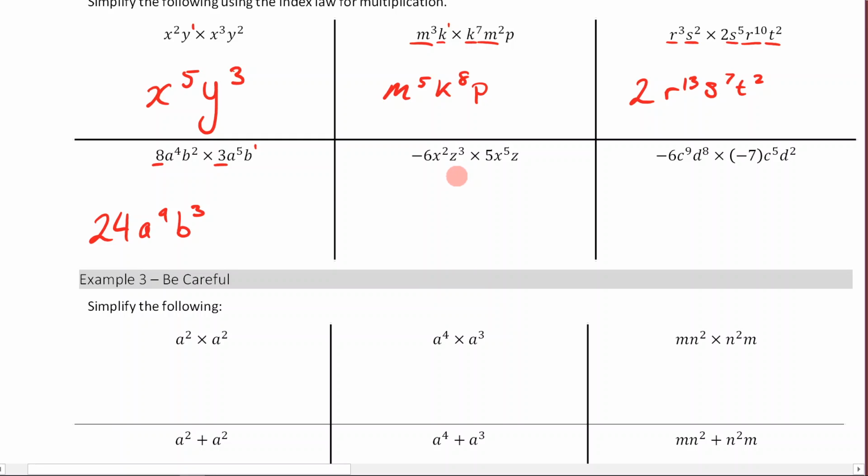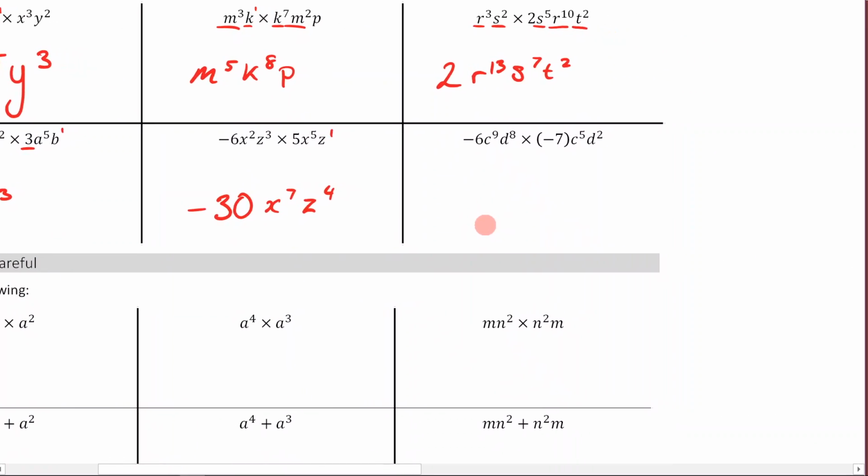We come here. Important to note here, I have one term that is negative and one that is positive. So that means my answer is going to be negative. 6 times 5 is 30. I have 2 x's here. I have 5 x's there. So it's going to be 7. 2 plus 5 is 7. Then I have 3. There's an invisible 1 there. 3 plus 1 is 4. It is 4. All right, perfect.